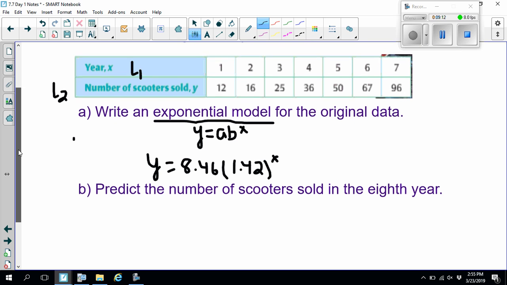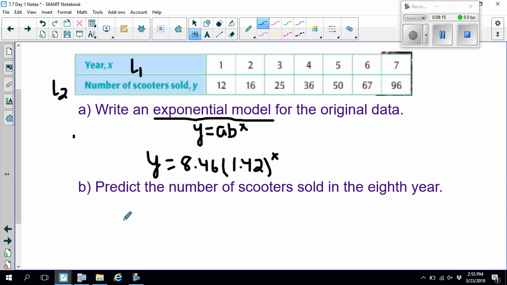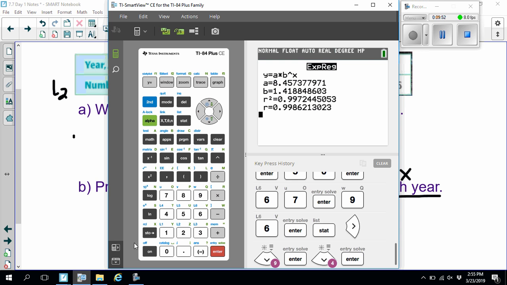Now if we look at part B, it says predict the number of scooters sold in the 8th year. Notice that year is represented by x. So we're going to plug in the number 8 into our x value on our model that we just had in part A, excuse me. So we have y equals 8.46 times 1.42 to the 8th power. And then all you have to do, and you can really use a scientific or graphing calculator, it doesn't matter, is plug this back into your calculator, which I'll show you here.